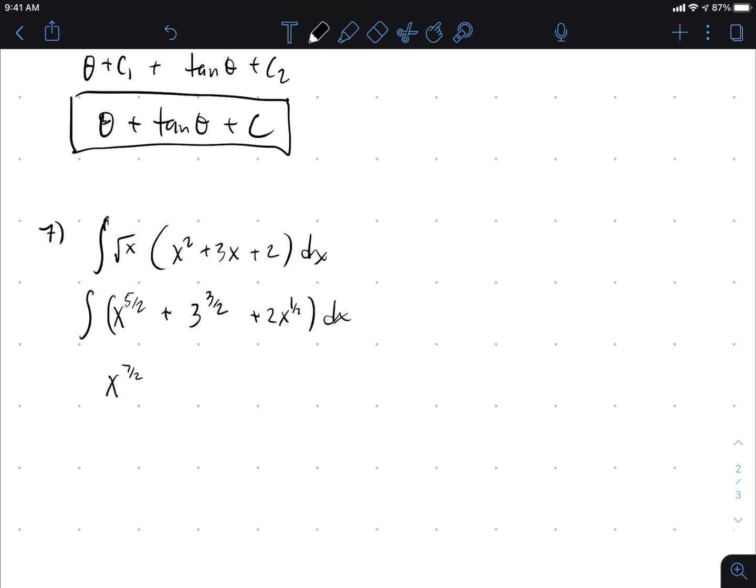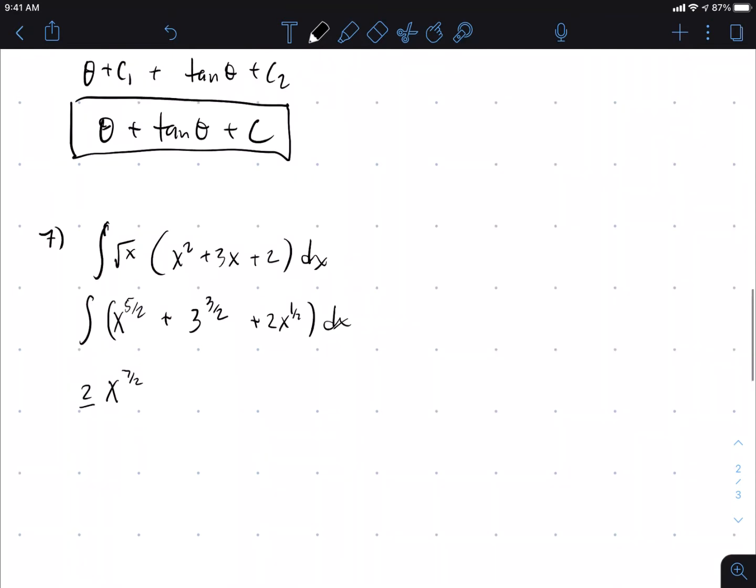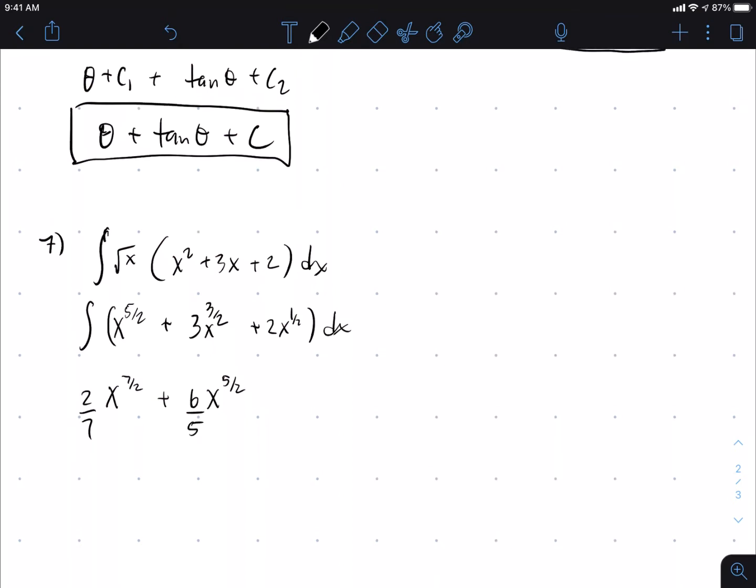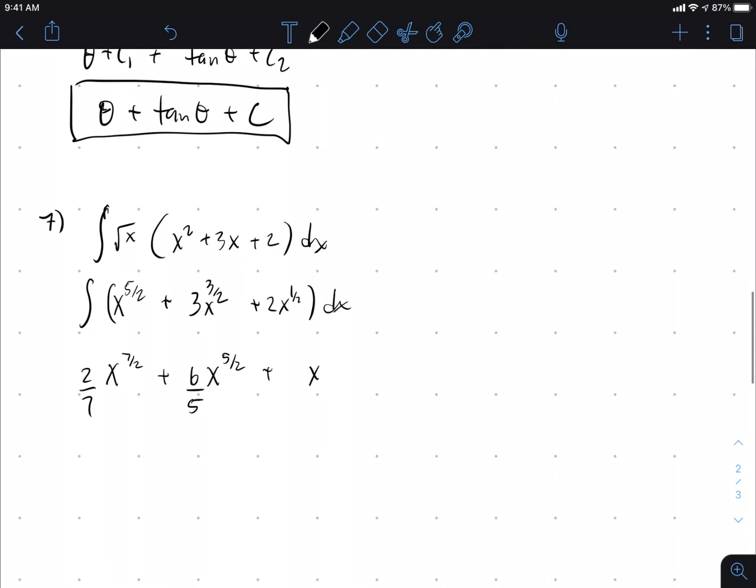So this should be x to the 7/2, right? So this will be 2/7 plus, I forgot the x, x to the 5/2. So this will be 6/5 plus x to the 3/2, and this will be 4/3 plus my constant c. Do you agree?